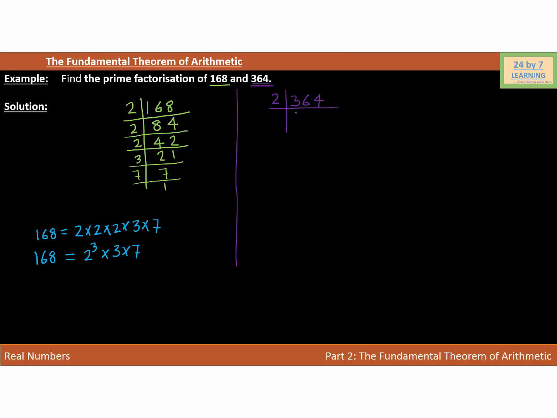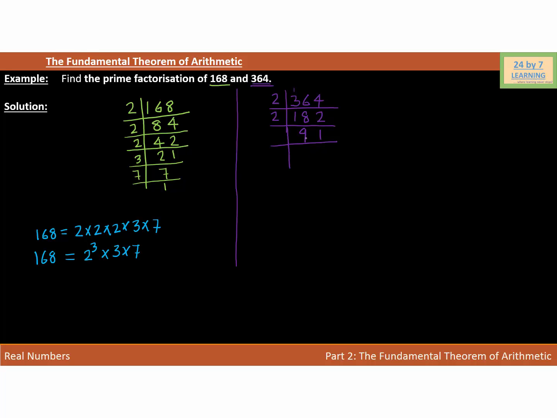So 3 over 2 is 1 and I have 1 remainder. So this 1 remainder and then 6, which is basically 16. So 16 over 2 is 8 and then 4 over 2 is again 2. So 18 over 2 is 9 and then 2 over 2 is 1.